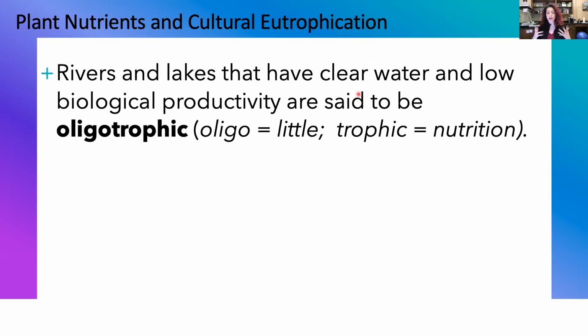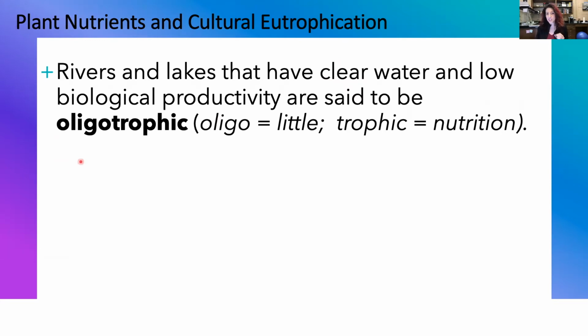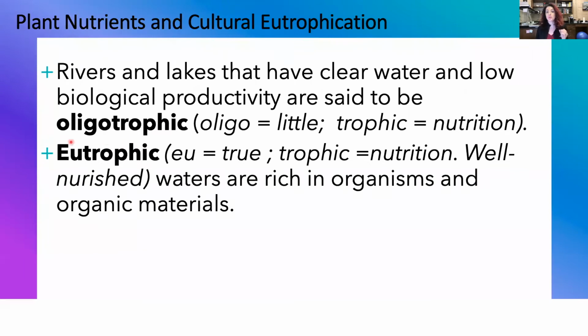You don't have a bunch of that algal bloom or algal mats that are being stimulated by nutrients. So this water clarity is also affected by sediments, chemicals, and the abundance, again, of those planktonic organisms. Clarity is a useful measure for water quality as well as water pollution. In contrast to oligotrophic areas, you have eutrophic areas. Again, we could break down this word. Eu means true, and trophic means nutrition. So a eutrophic area is a well-nourished area.